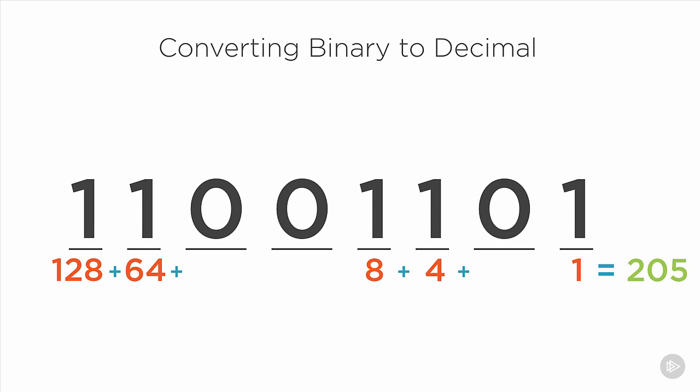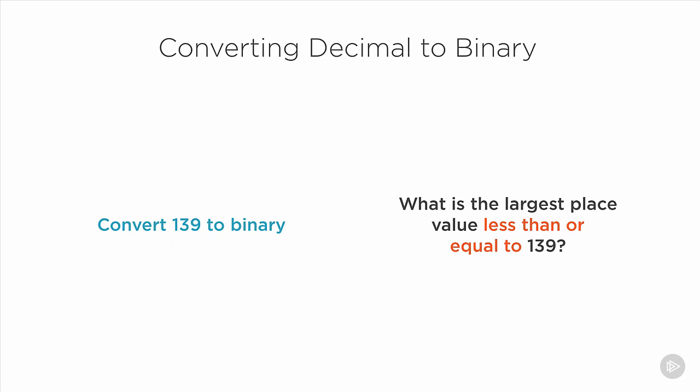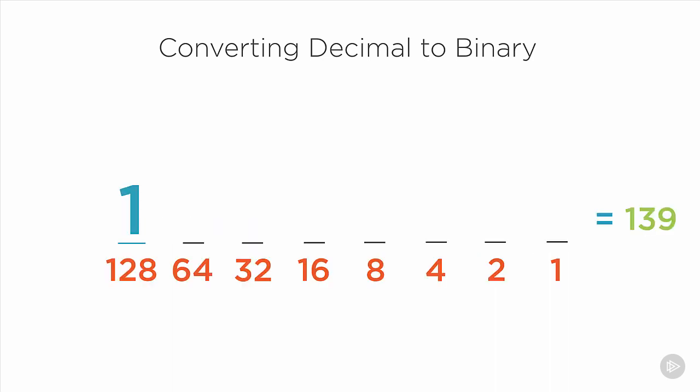Okay, I don't want to bore you with any more examples, so let's look at the reverse. What if we want to convert a decimal number to binary? Let's say we need to convert 139 to binary. Well, think of the binary place values, 128, 64, 32, and so on. The first thing we do is ask, what is the largest place value less than or equal to 139? Well, that would be 128. It's less than 139, and there are no place values larger than 128. So we would put 1 in the 128's place.